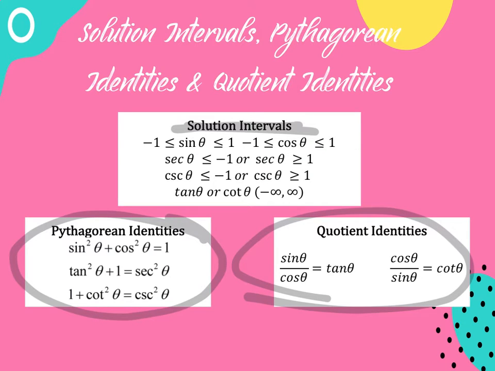The Pythagorean is the sine squared plus cosine squared equals 1, tangent squared plus 1 equals secant squared, 1 plus cotangent squared equals cosecant squared. And then tangent's the same thing as sine over cosine, and cotangent's the same thing as cosine over sine.